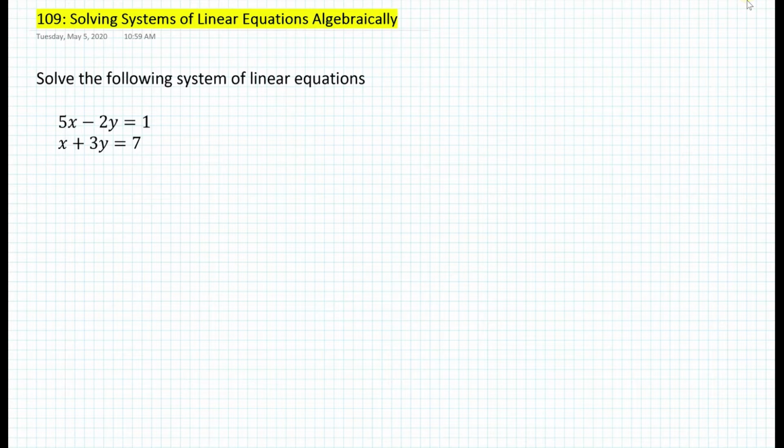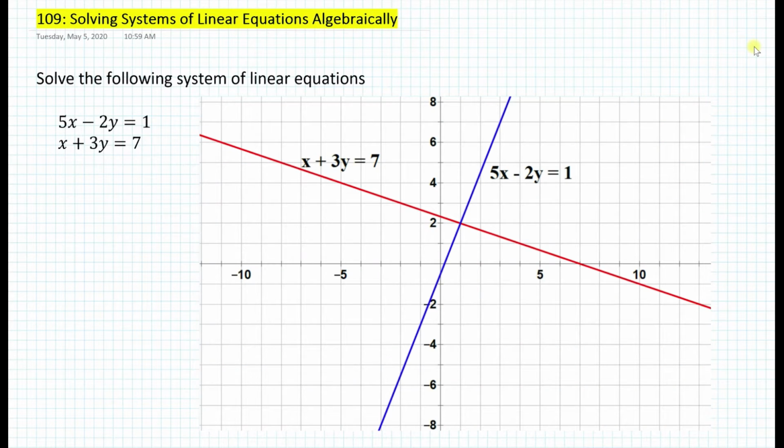Now what does it mean when we say solve the system of linear equations? What this means is that when you graph both functions, we're looking for the point where they intersect. More specifically, the coordinates of the point where they intersect. It's basically this point over here. Obviously, you can also do it graphically, but in today's lesson, we're going to learn a method to solve this algebraically.